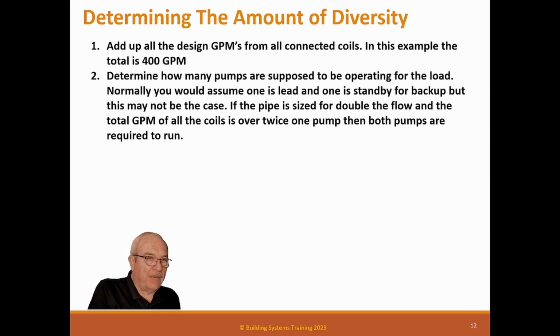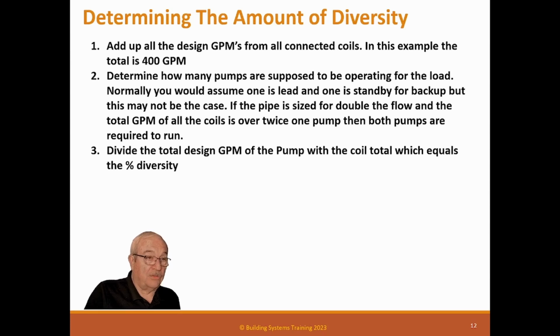If the pipe is sized for double the flow, so if the pipe is sized for 600 GPM, and the coil total is over twice one pump, then both pumps are required to run. Now it might be 1.5 or so, but this is a little low. This is only 400 GPM. So if it was 500 GPM, then it would definitely be a two pump run job. So I'm assuming that this one really is a chilled water system with diversity. And that's what we're trying to make sure we know how to do.